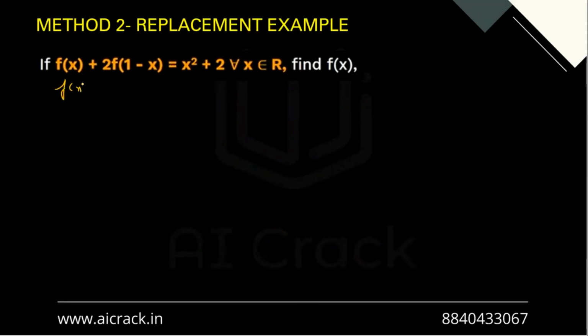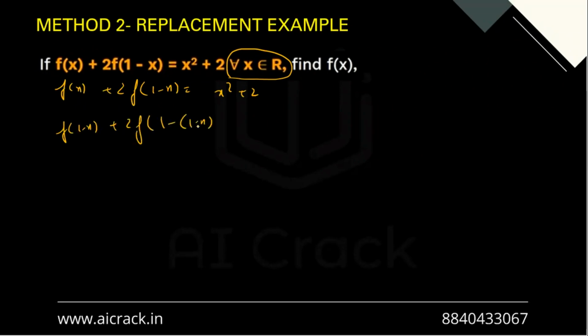So over here, sorry, f(x) + 2 times f(1 - x) equals x² + 2 for all x belongs to R. So when I'm saying for all x belongs to R, I can replace x with something else, right? So that's why I can clearly see that if I try to write f(1 - x) over here plus 2 times f(1 - (1 - x)), then what I'll get over here is nothing but x only. That would give me (1 - x)² + 2.